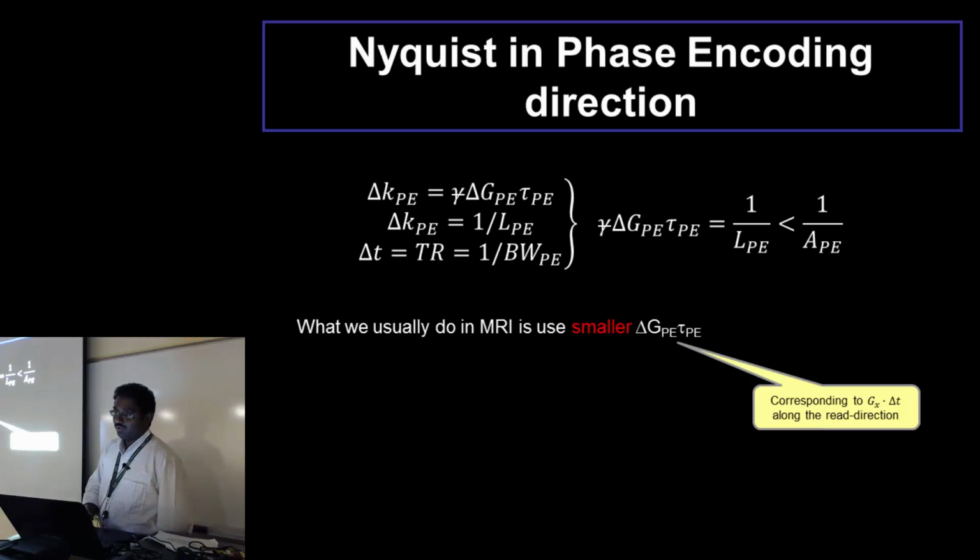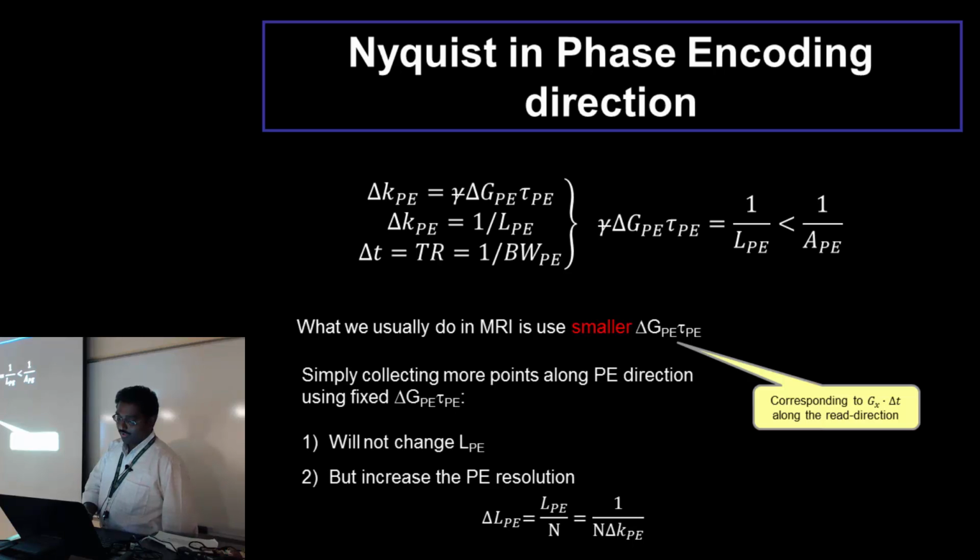So you saw the smaller step size. Every phase encoding step you're moving up along the ky direction. So if you acquire more samples, you're not changing your field of view, you're changing your resolution. Essentially, if you're sampling more phase encoding lines, you're changing your resolution, not the field of view.